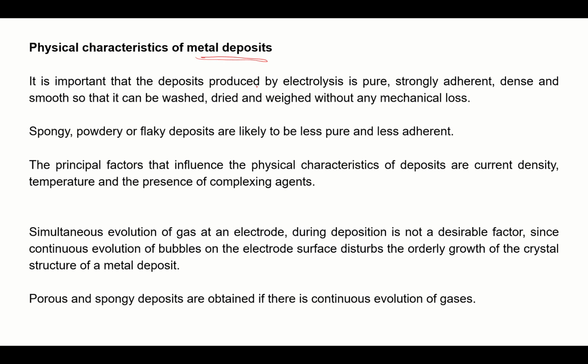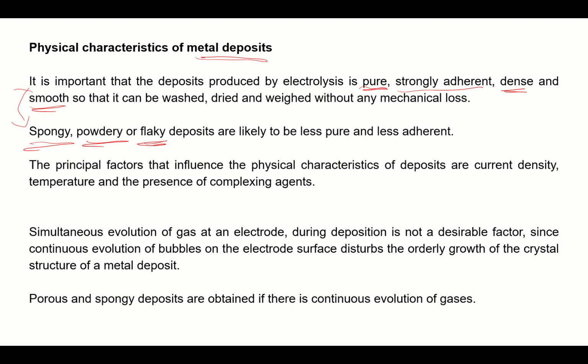for the constant current, you are expecting to produce a metal deposit coated on the substrate, for example platinum. You want to produce a very pure metal deposited on the substrate, and the deposit must be strongly adhered to the substrate, a very dense deposit, and very smooth, so it can be washed, dried and weighed without any product loss.